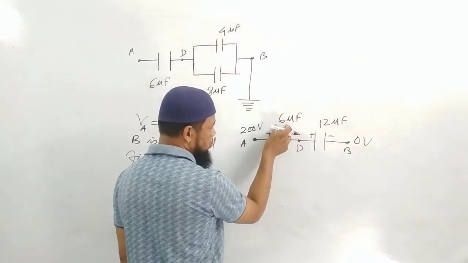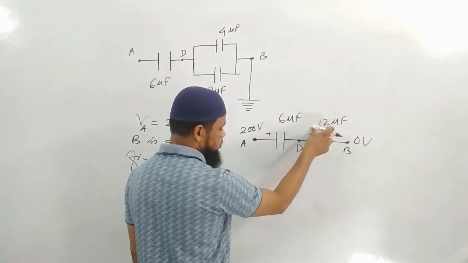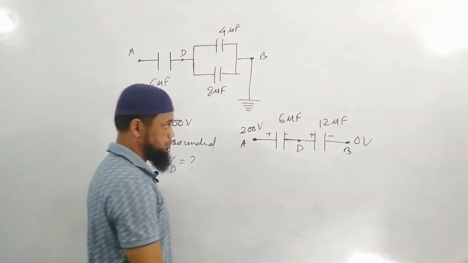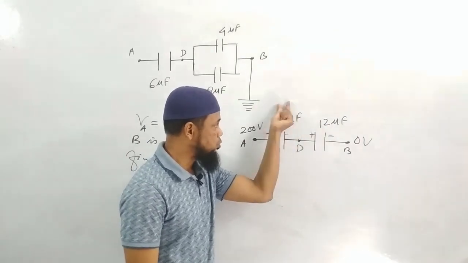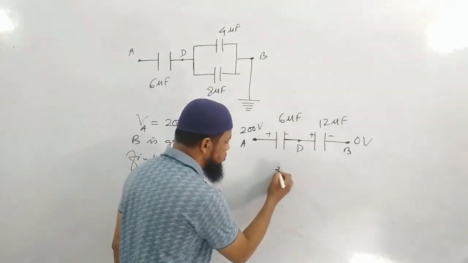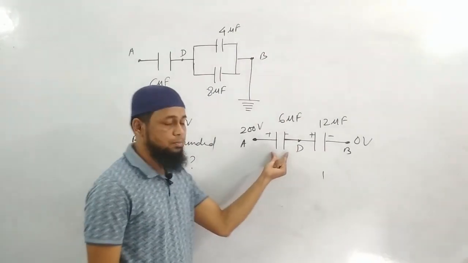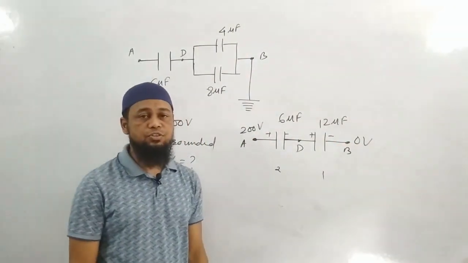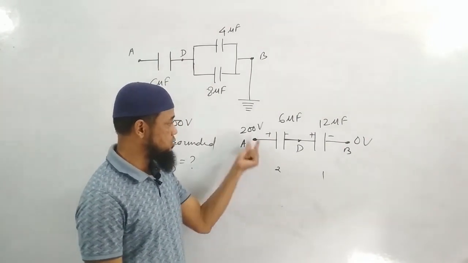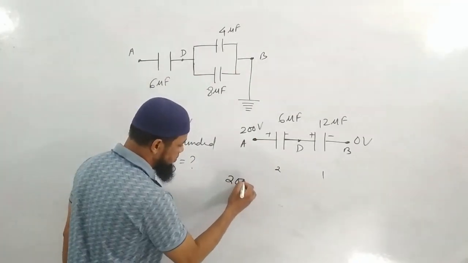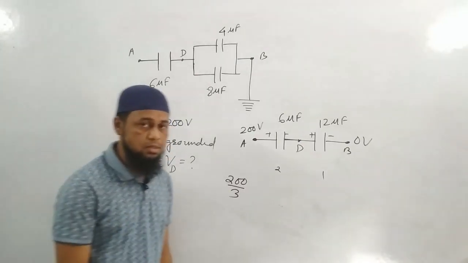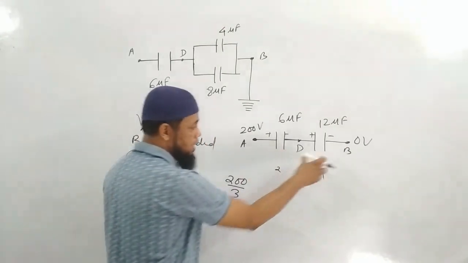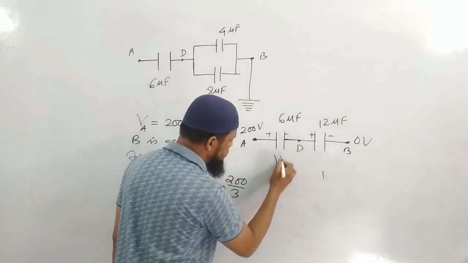Capacitances are in the ratio 1:2. C1 by C2 is 1:2. So the potential drop will be in the ratio 2:1. So here 2 parts will drop, and here 1 part will drop. From here to here, the total potential difference is 200. So 200 is to be divided into 3 parts. Each part will become 200 by 3. Here 2 parts would come, and here 1 part of it.